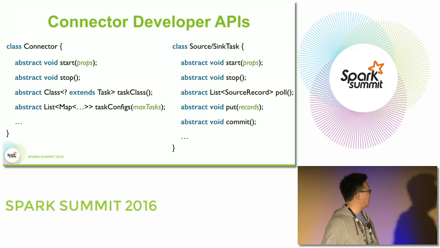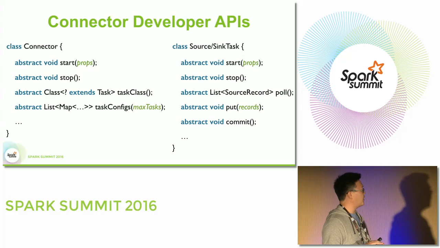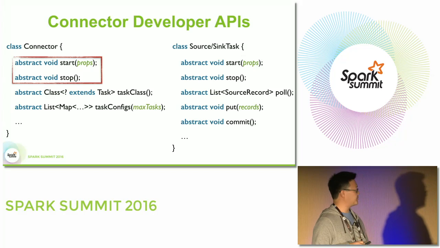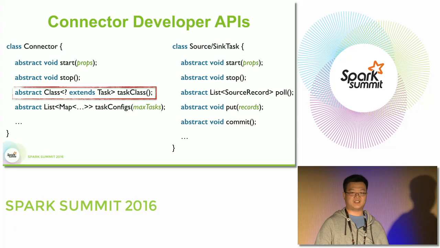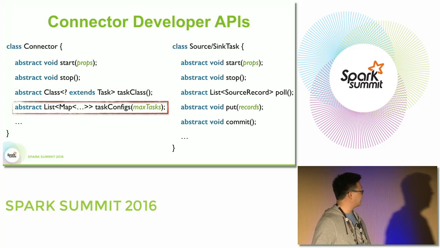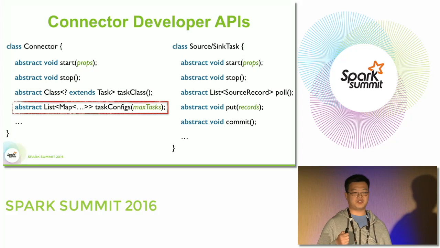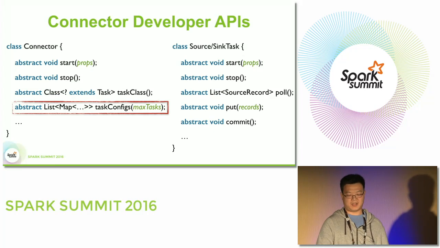More specifically, these are the core APIs of the connector framework. On the left-hand side is the connector job, where you specify the logic for starting and stopping a connector job. You also specify the task instantiation, where the connector job will deploy tasks across different worker nodes. Given the maximum number of tasks, you can return a map of configs for different tasks, which is how tasks are created from a given connector job.